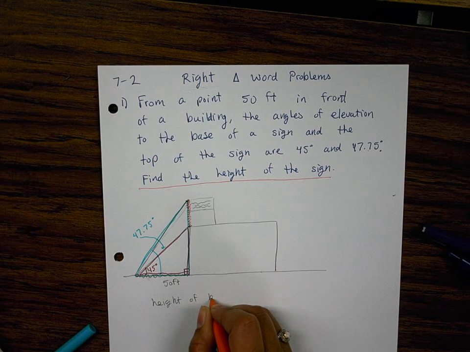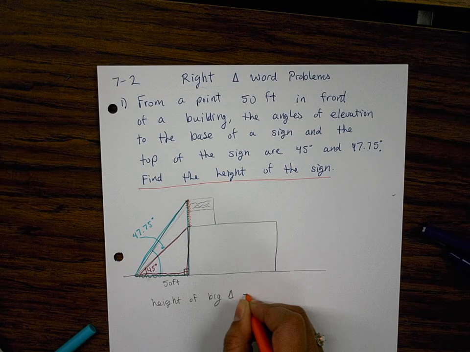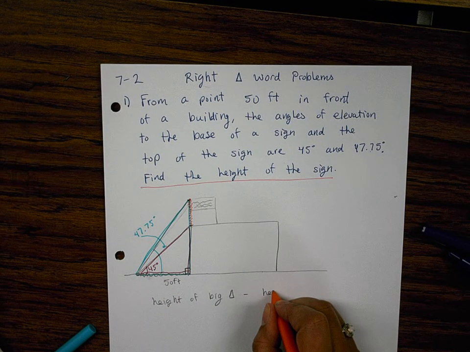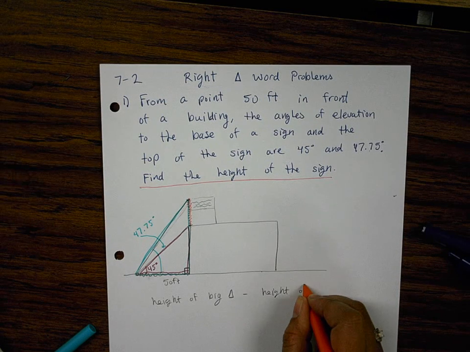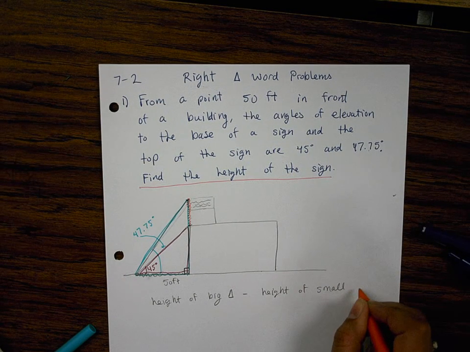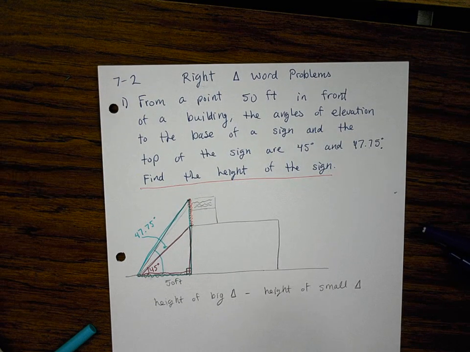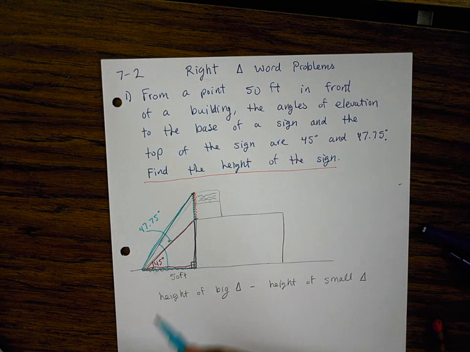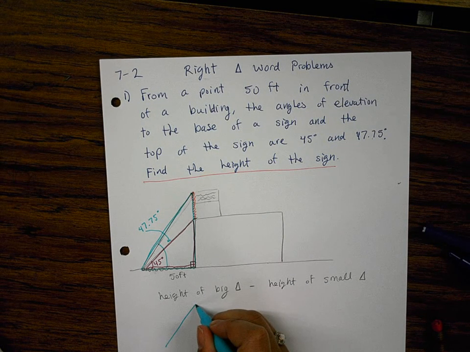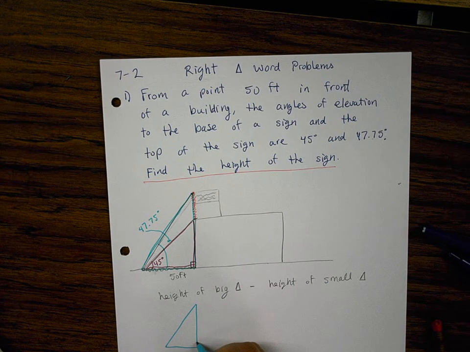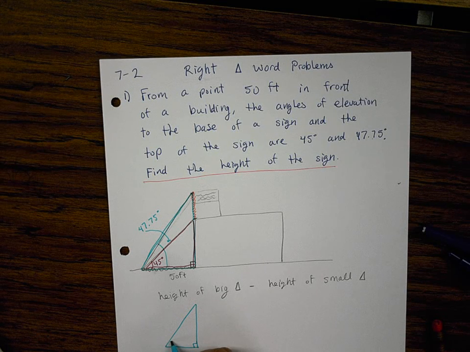Okay, so let's write that down. We are going to do height of big triangle, take away height of small triangle. Okay, so let's just draw them out. The bigger triangle, I'm going to draw here.